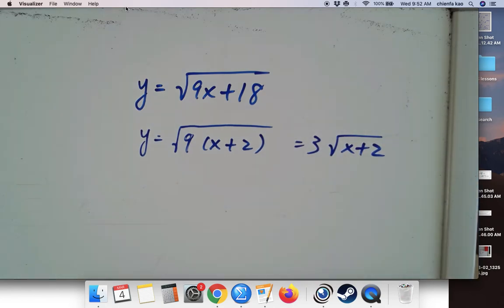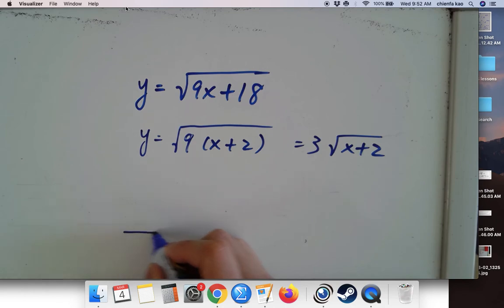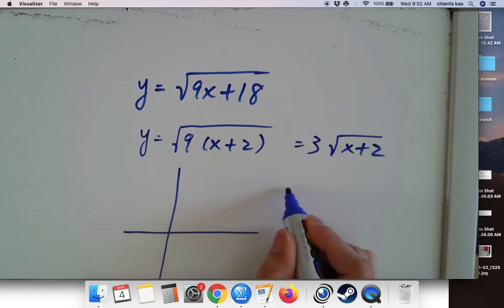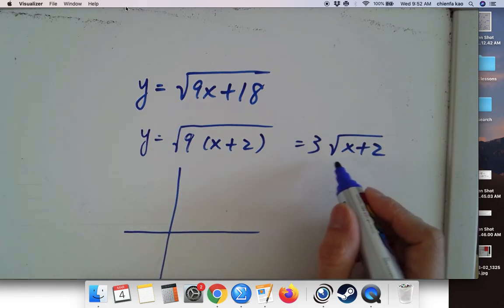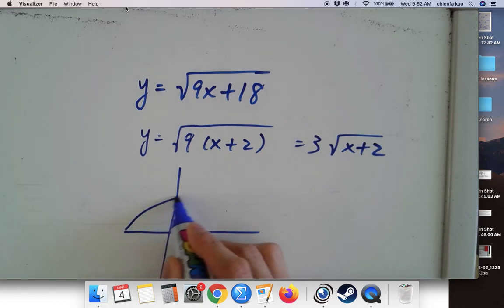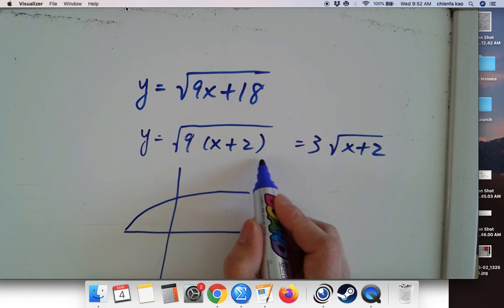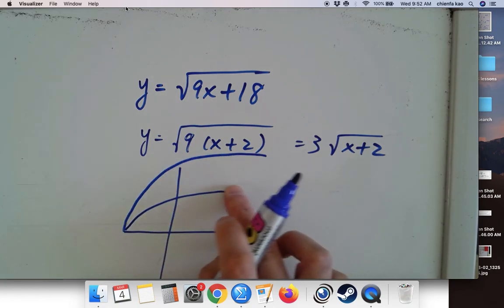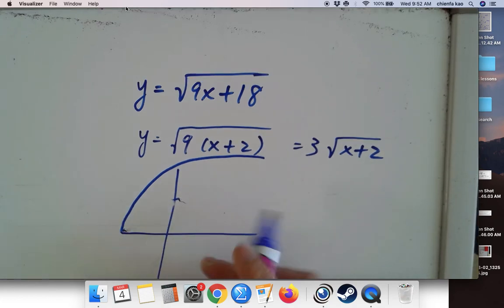Oh, guess what? We actually know what to do. So in this one, now we can graph it. The parent function is this one, it's been shifted 2 to the left, so like this. And then finally, triple. It's been stretched by a factor of 3. That will be your answer. Okay? All right.